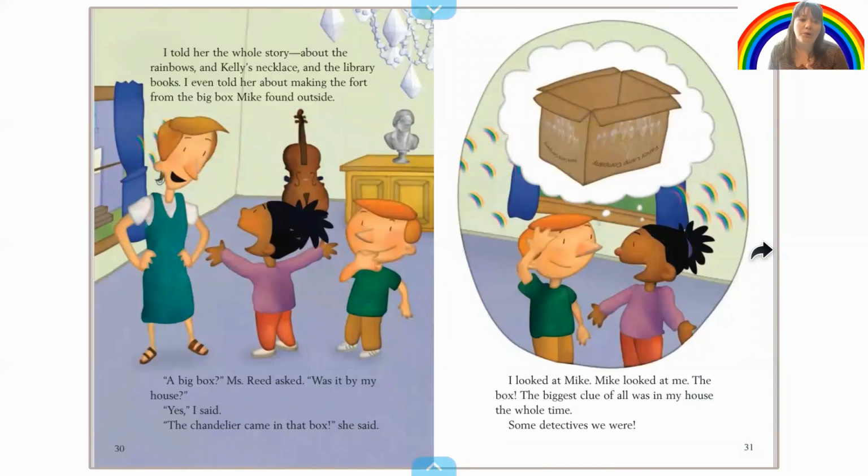I told her the whole story about the rainbows and Kelly's necklace and the library books. I even told her about making the fort from the big box Mike found outside. "A big box?" Miss Reed asked. "Was it by my house?" "Yes," I said. "The chandelier came in that box," she said. I looked at Mike. Mike looked at me. The box, the biggest clue of all, was in my house the whole time. Some detectives we were.